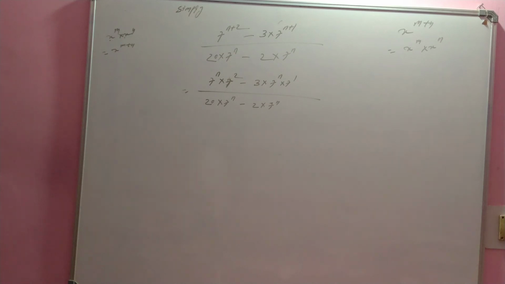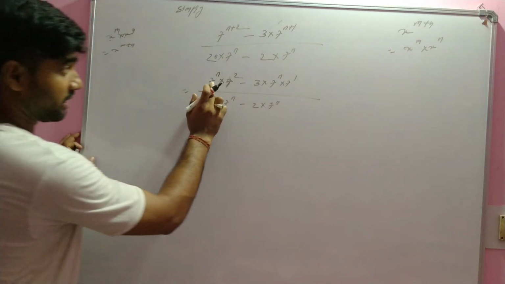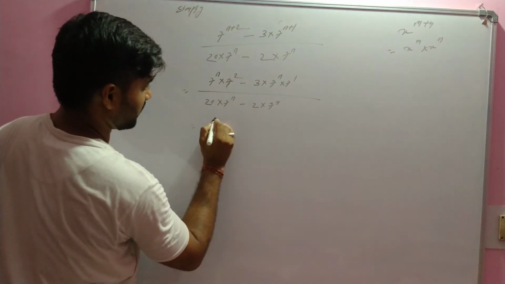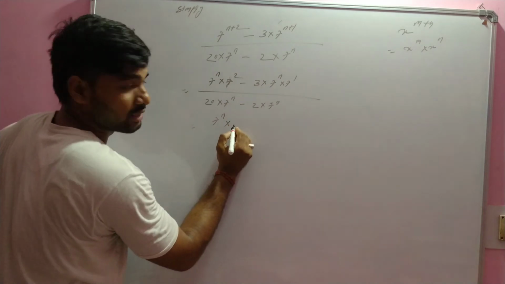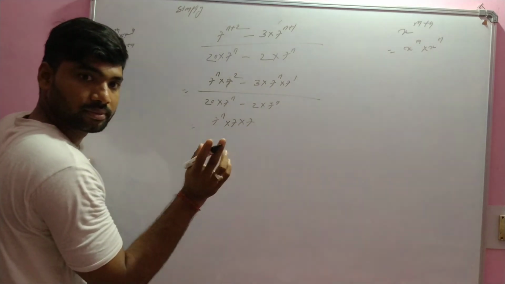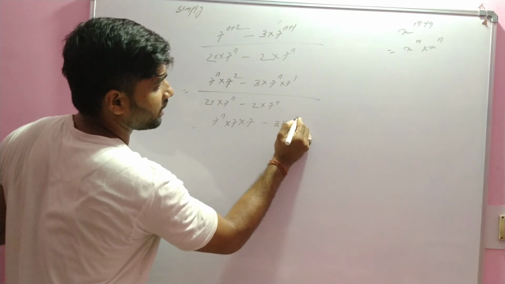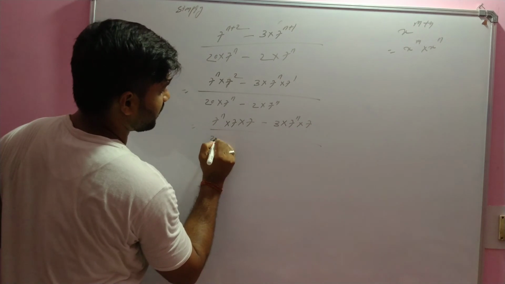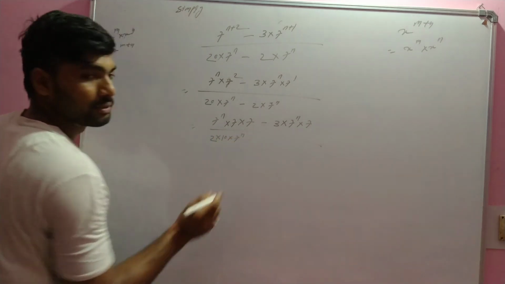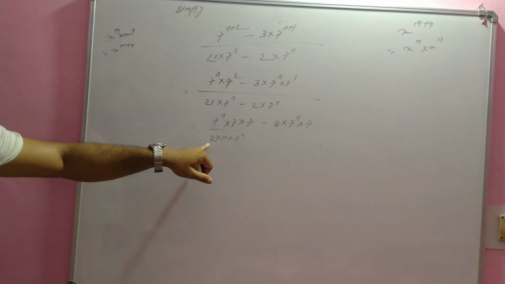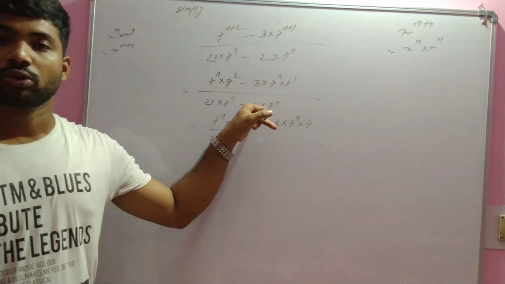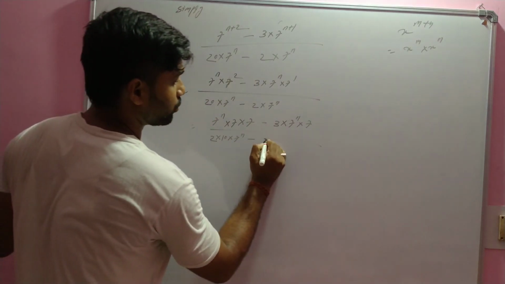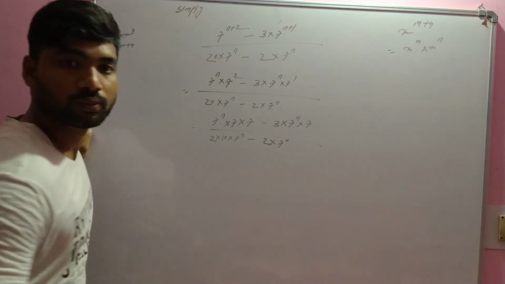So take as common. Here is 7 to the power n, here is 7 to the power n, here is 7 to the power 1. That means 7 to the power n into (7 to the power 2, which means 7 into 7, minus 3 into 7), divided by 2 into 10 into 7 to the power n minus 2 into 7 to the power n. Why have I written 2 into 10? Because 2 is given here, so it will be easy for us to take it as common.